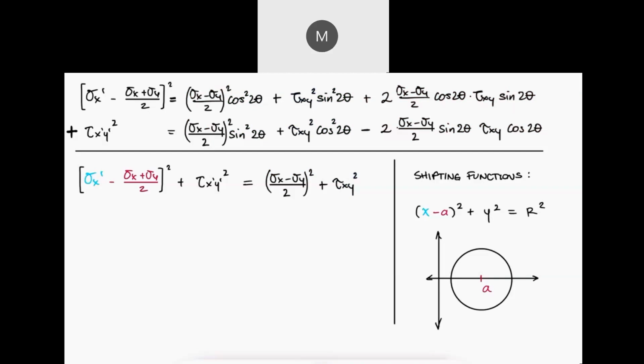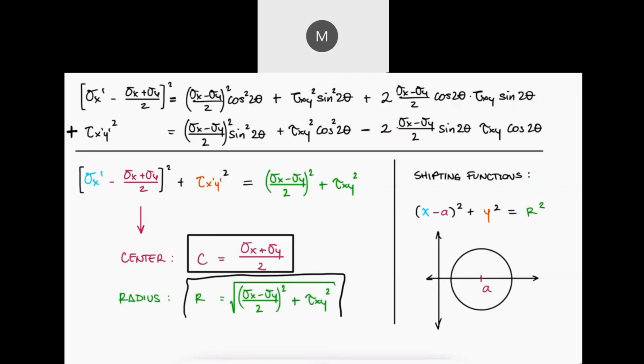Sigma x prime is the x variable, tau x prime y prime is the y variable, the shift a is the location of the center of the circle, and the radius is the square root of the right-hand side. Remember that the parameter that we used for these expressions was 2 theta, not just theta. So whatever angles we use in our plots will be 2 times the angle of rotation in the real world.